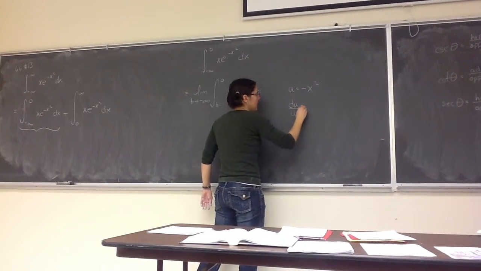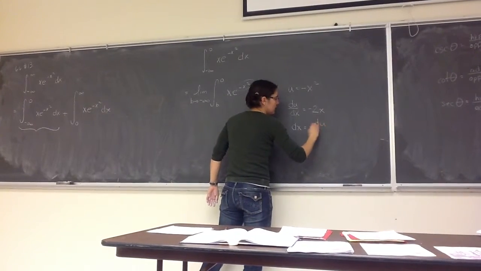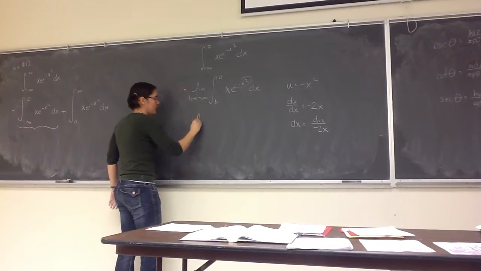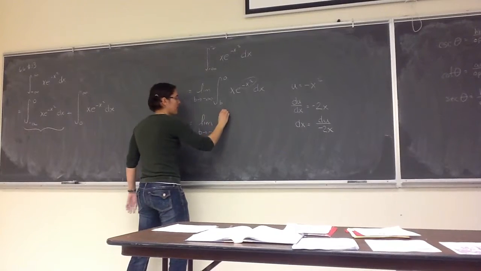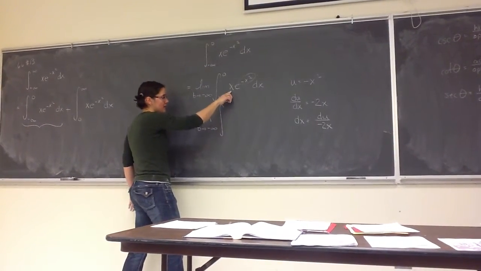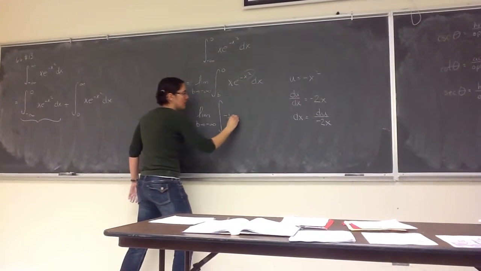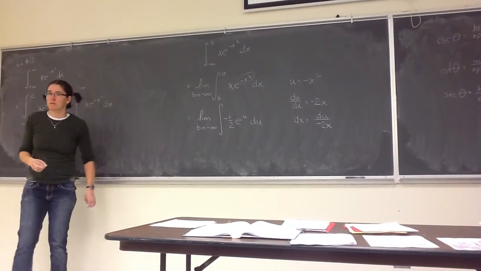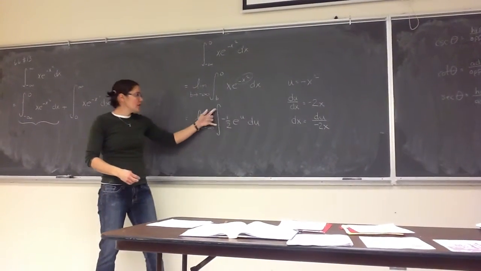So du over dx is equal to negative 2x, telling us that dx is equal to du over negative 2x. So we've got the limit as b approaches negative infinity of the integral of, well, the x's are going to cancel. We're going to have a negative 1/2, and we're going to have an e to the u du. So you should double check that all that stuff cancels. And we still need to fix our boundaries.